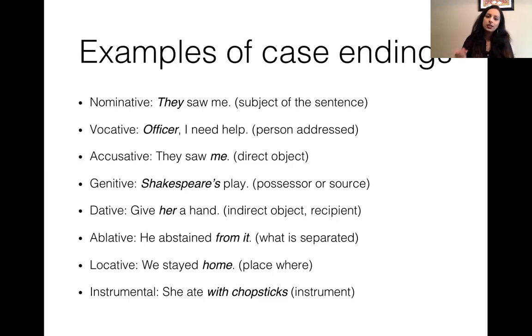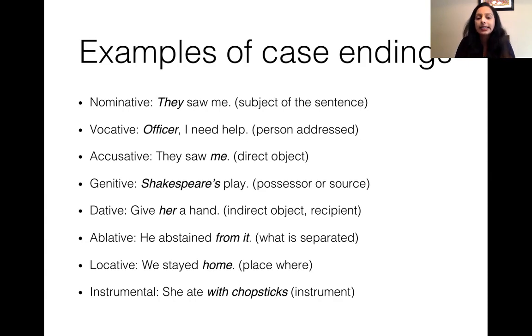And then accusative, I'm going to just jump the vocative for now and go to accusative because "me" is an accusative case. So this is the direct object. And if you look at accusative case endings in English, the pronouns are the only form that has accusative case marking retained in English. So you're not saying "they saw I," you're saying "they saw me." And that difference from "me" to "I" or "I" to "me" is the accusative case marking. So that's a direct object.